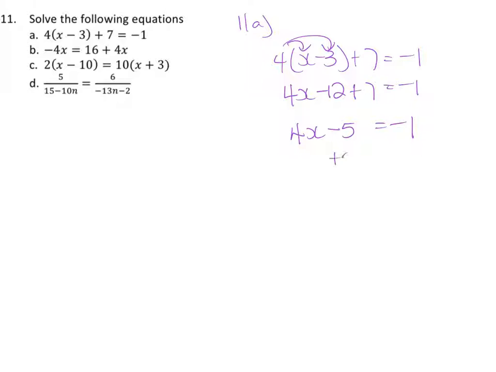So now I will add 5 to both sides. So I will get that 4x is equal to 4. I divide both sides by 4, so I will get that x is equal to 1.